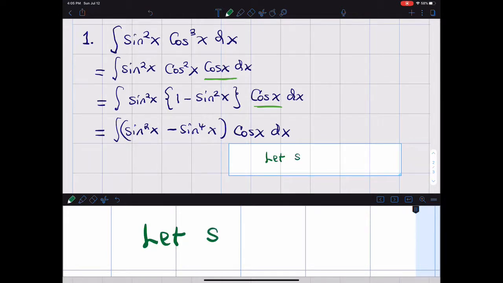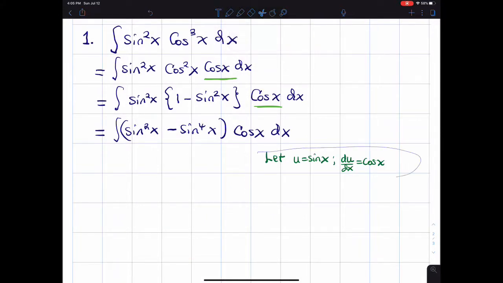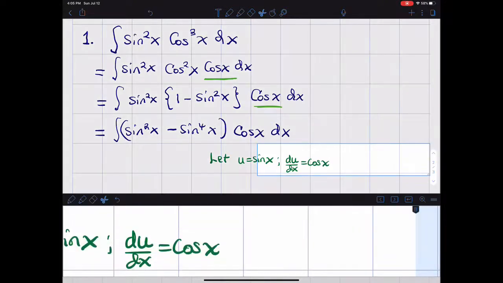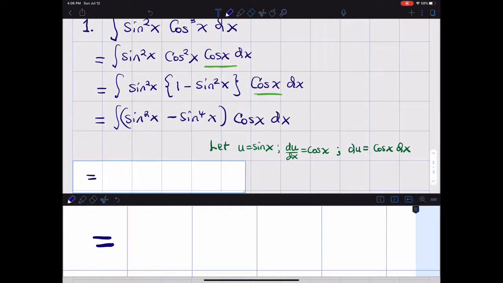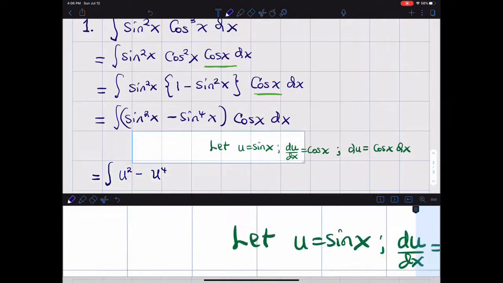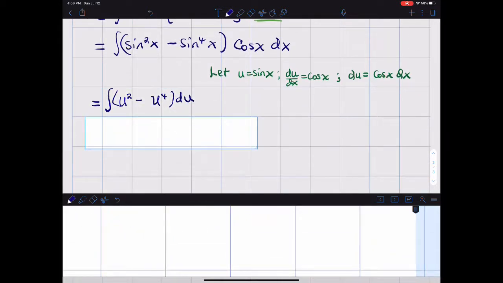So if you say let u equal sine x, then du dx is equal to cosine x. Then du is equal to cosine x dx. Okay, so this makes our problem a little easier, because what do you see now? This becomes u squared minus u to the fourth, and then cosine of x dx is now just equal to du. Everything is in terms of u, so you're good to go.